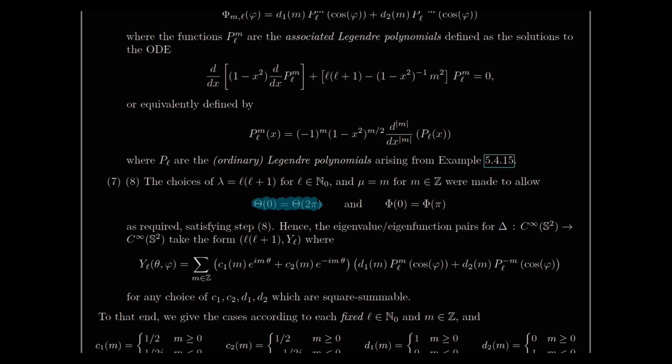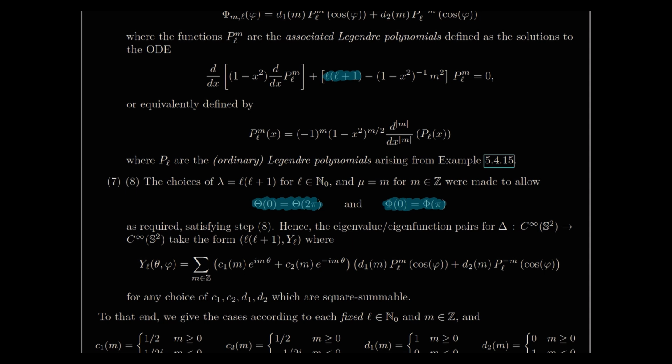This is why the mu's were basically forced to be integers. We need integer multiples of 2 pi to satisfy periodicity. And then similarly in phi, this is where we need L and L plus 1. That's just because of the solutions of the Legendre polynomial equation, right? If you go back to section 5.4, when I introduced the Legendre polynomials, this is just what we had to have to make those work.